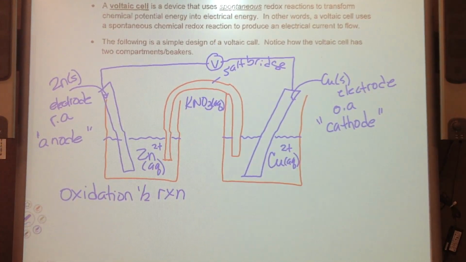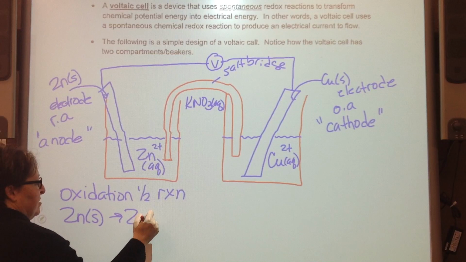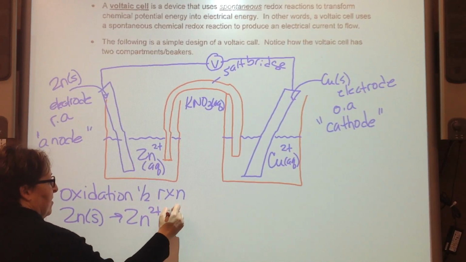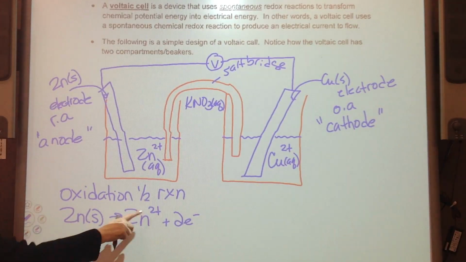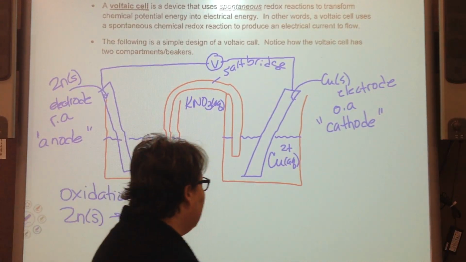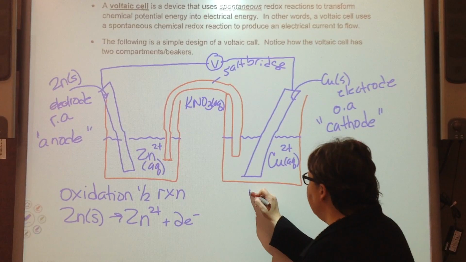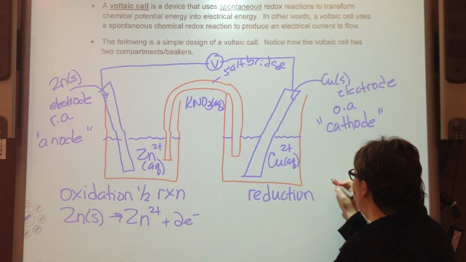So the oxidation half reaction looks like this. Zinc is a solid. It's going to go into zinc 2 plus along with 2 electrons, right? Because it's a loss of electrons. It's going from a 0 to a 2 plus, so it must be losing electrons. But here, this is the reduction half reaction because it's an oxidizing agent.